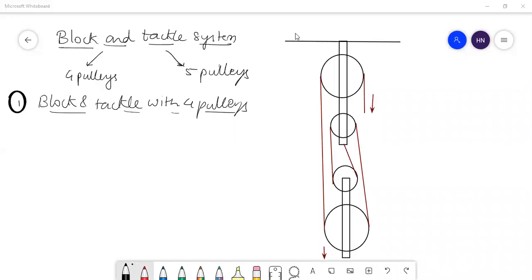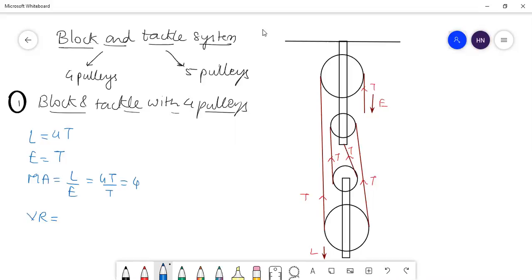If I talk about the tensions acting in the string, here it is T, this will also be T, this will also be T, this will also be T. Here it's T, this will be E, and this will be L, where you attach the load. Now for the mechanical advantage, the load is balanced by 1, 2, 3, 4 strings, so that will be 4T. Effort is only being pulled along one string, that is T. So the mechanical advantage is load by effort, which is 4T by T, equal to 4.